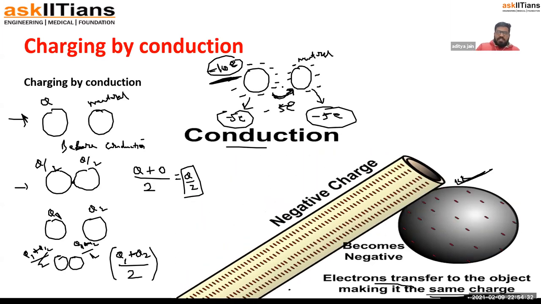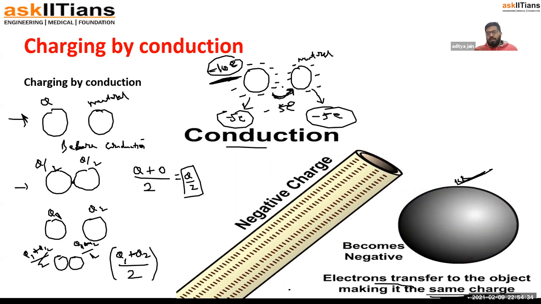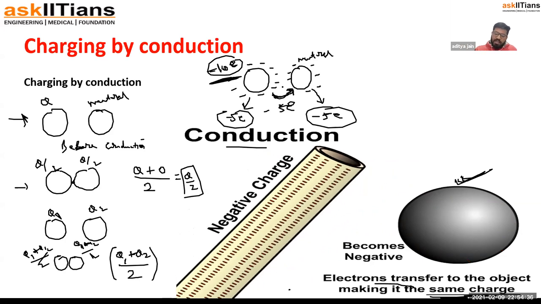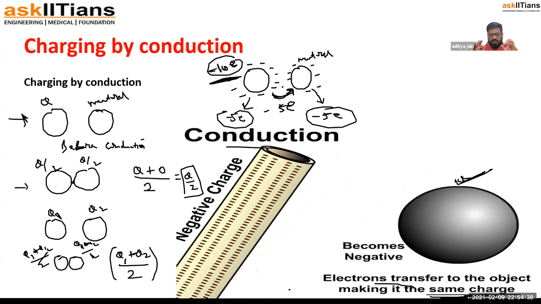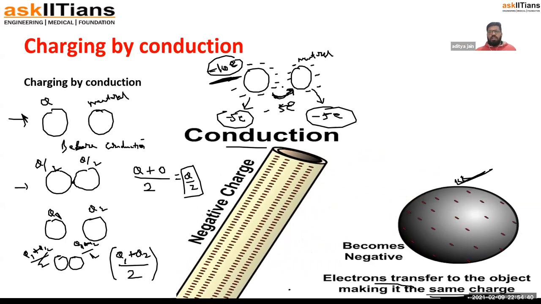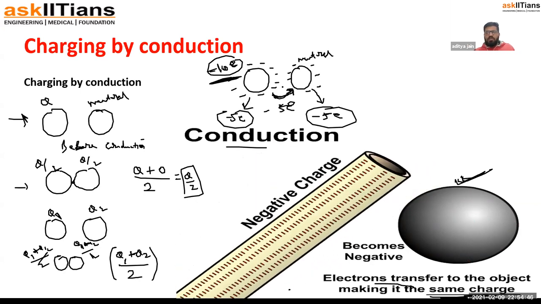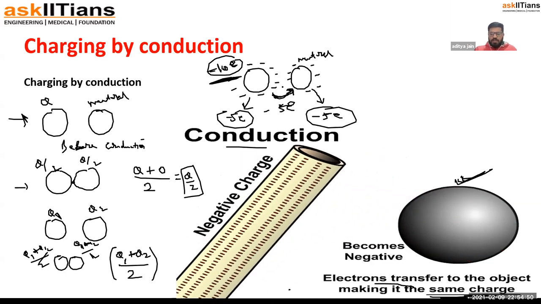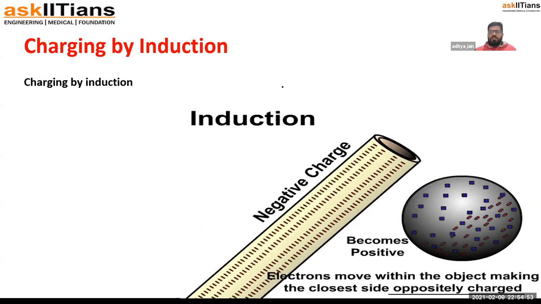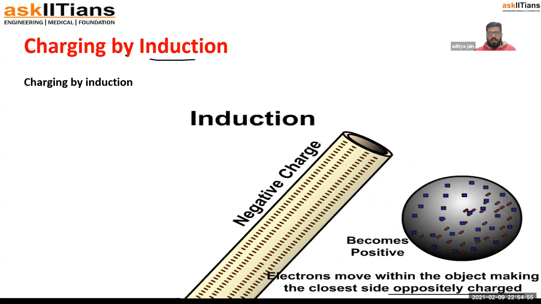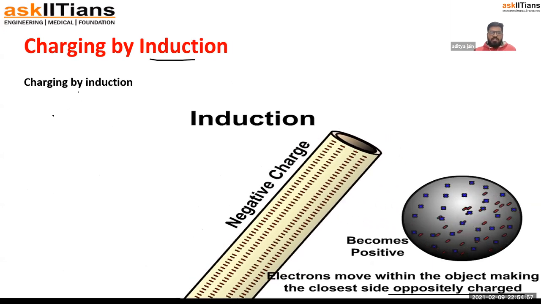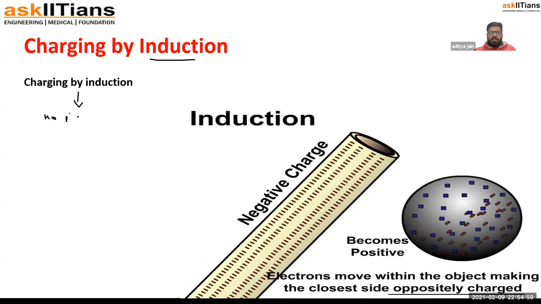Friction was also a process of touching, but that is due to rubbing. And conduction is also a process of touching, in which you are just touching both the bodies, and both the bodies are getting equal charges on them. Is the thing clear? Okay, done. So now moving on to the next process, which is induction. Induction is a process in which no physical contact is involved.